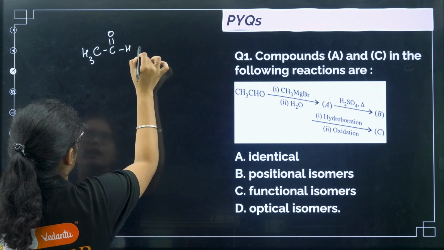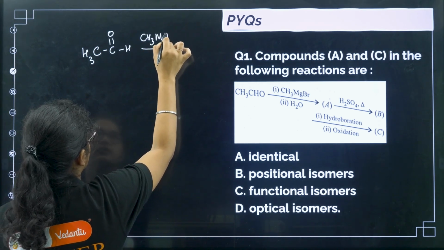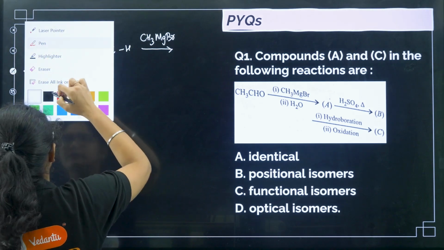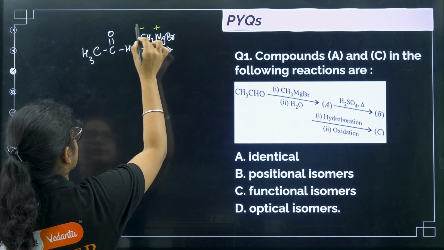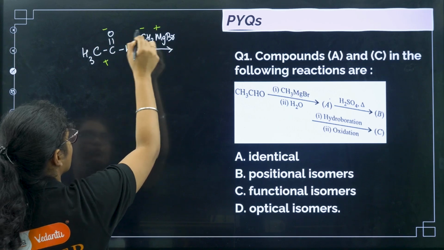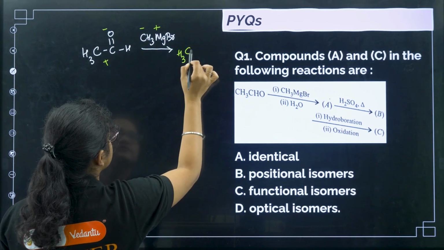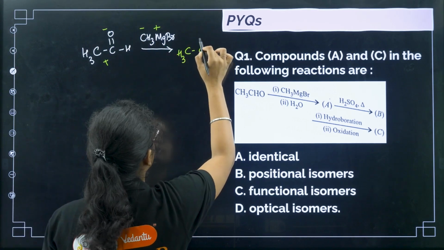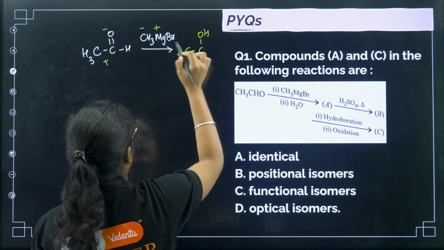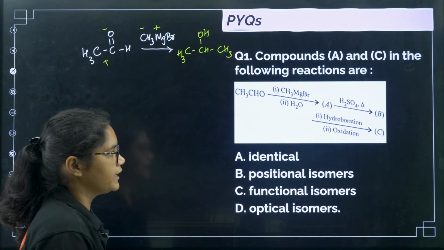CH3CHO, and here there is addition of CH3MgBr. Now I told you, whenever you do a Grignard reagent, just do plus minus, minus plus, then add minus to plus, plus to minus, and OMgBr will get converted to OH. So what I'll get here is CH3C, here it will be OH, and here it will be CH3. So this is propan-2-ol I'll get.